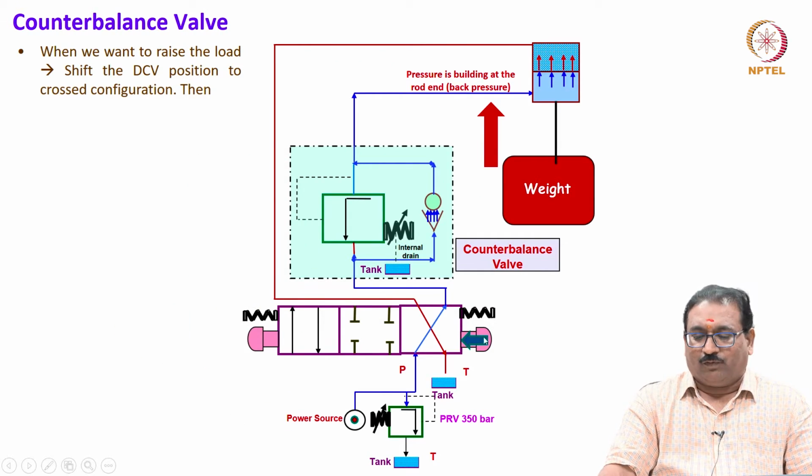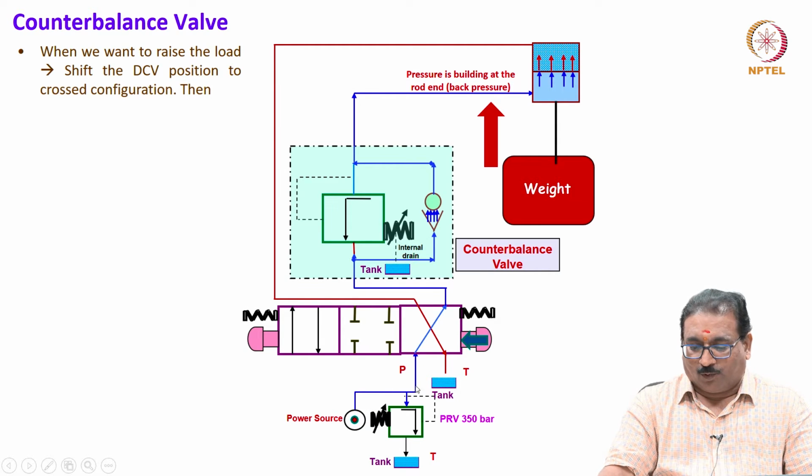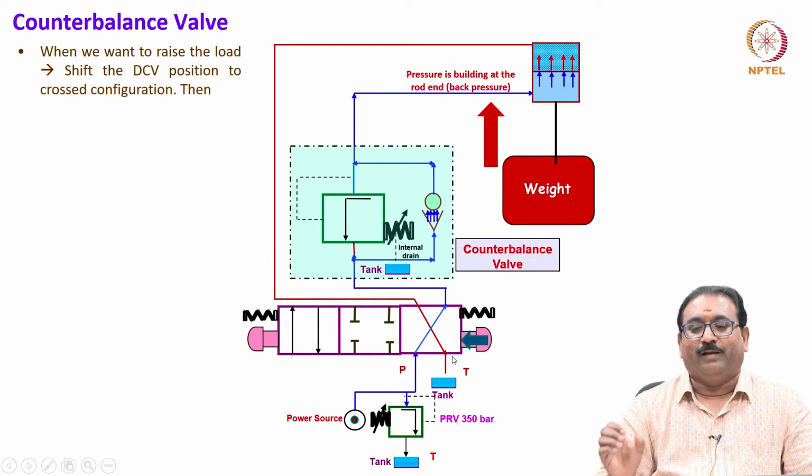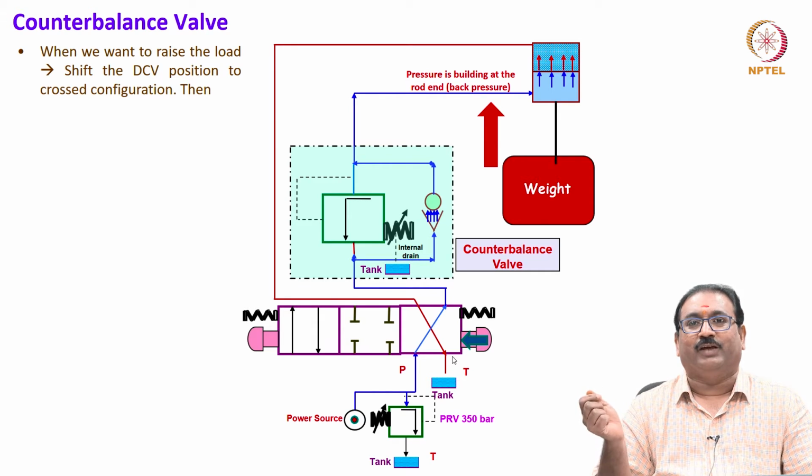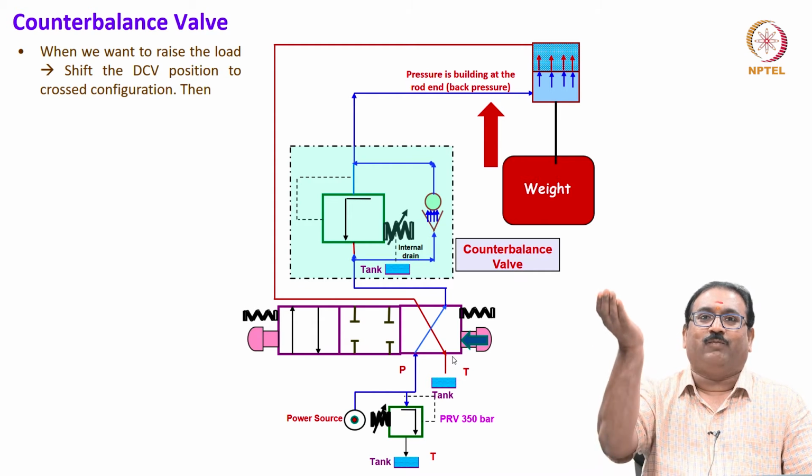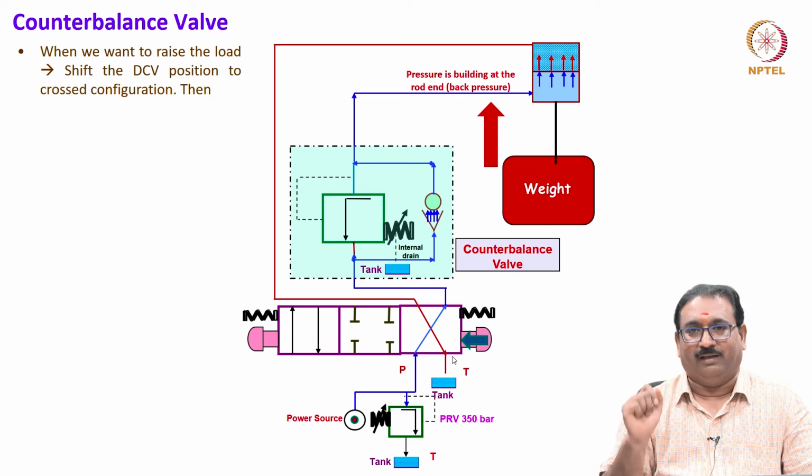But when we shift to the right side button, what happens? You will see the pump flow is coming here, friends, and it is bypassed through the NRV to here. Then whatever flow is there, it will pass through the counterbalance valve, bypassing the flow in the crossed configuration, and the load will be lifted up very quickly. No need to worry.